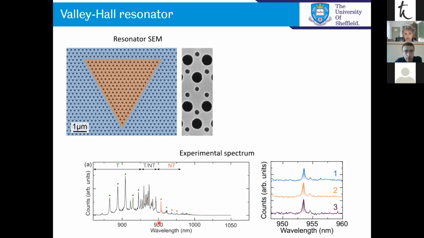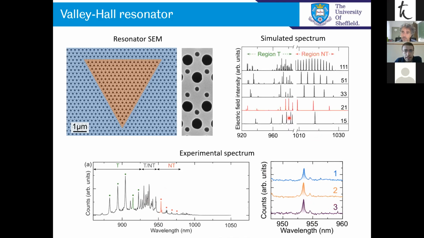And we can look at a single mode. This is the mode highlighted in red in this spectrum. This is the mode spectrum from all three sides of the resonator. And we see once more that it is essentially the same at all points around the resonator, indicating that it is indeed distributed as you would expect.